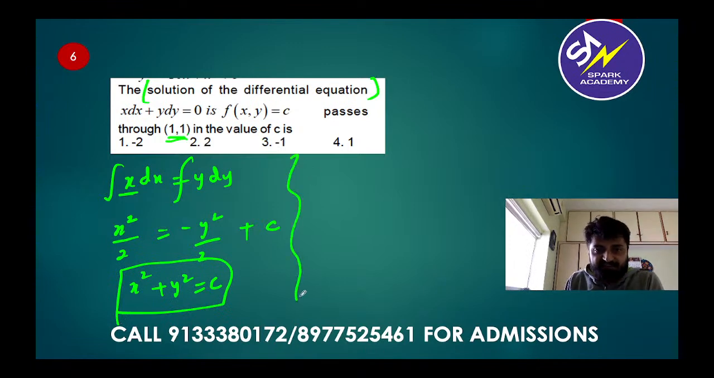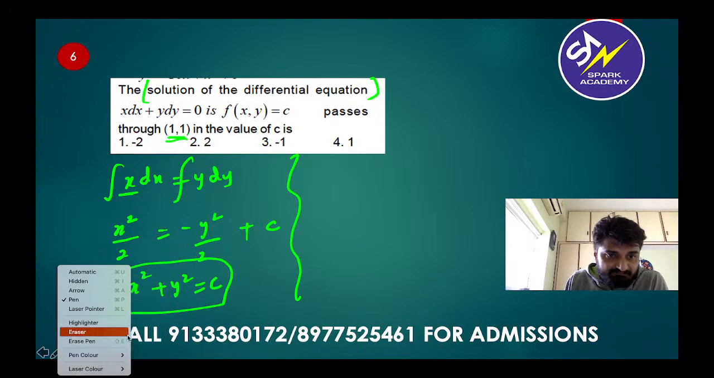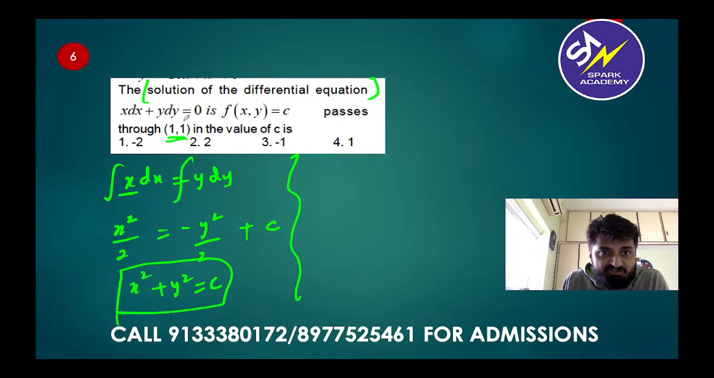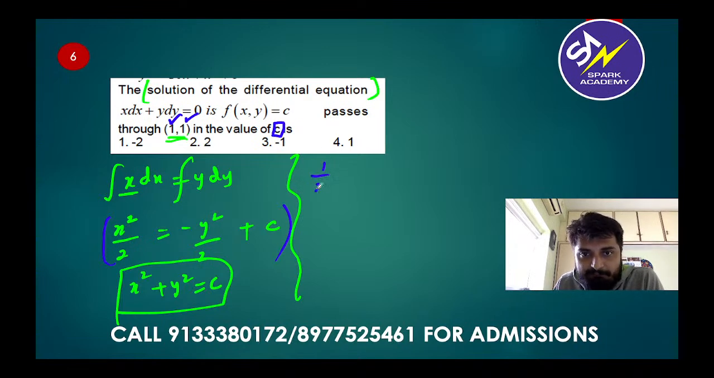Now what did they say here? This is interesting. They asked you the solution basically. Now what are they saying? It is passing through 1, 1. So actually from here only, without simplifying, they're asking you what is c basically. Right? So if it is passing through 1, 1, what will happen here? 1 by 2 is equal to minus 1 by 2 plus c, right?